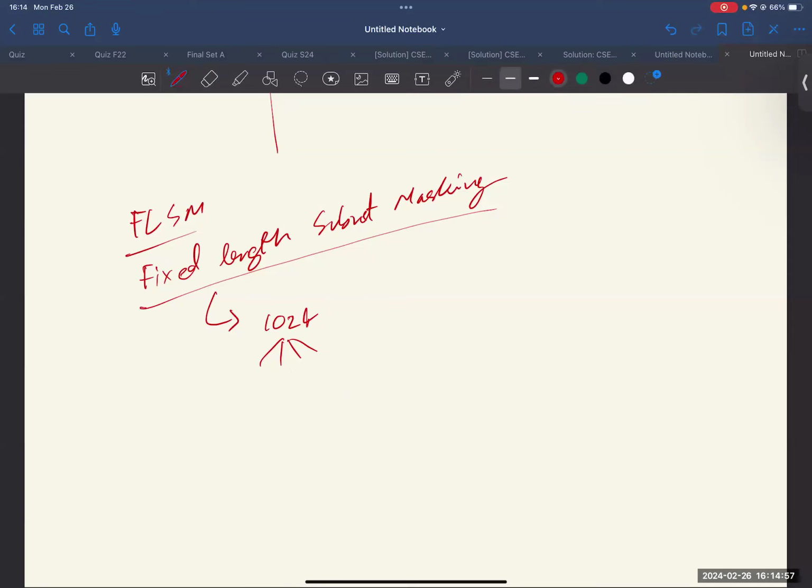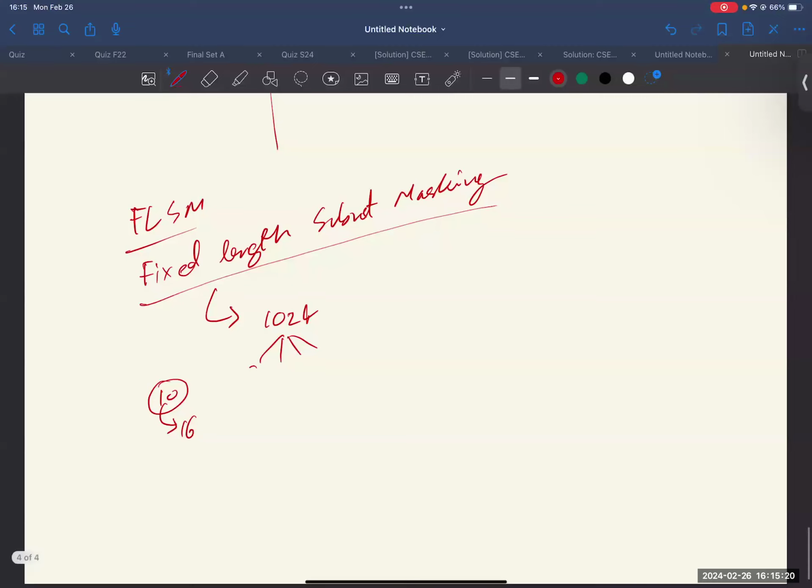If my requirement was 10 subnets, I cannot represent 10, I can represent 16. So this becomes 16. Now, 1024 divided by 16, what is that? 64. So 64, 64, and so on, a total of 16 64s. Clear? So fixed length subnet masking works like that.